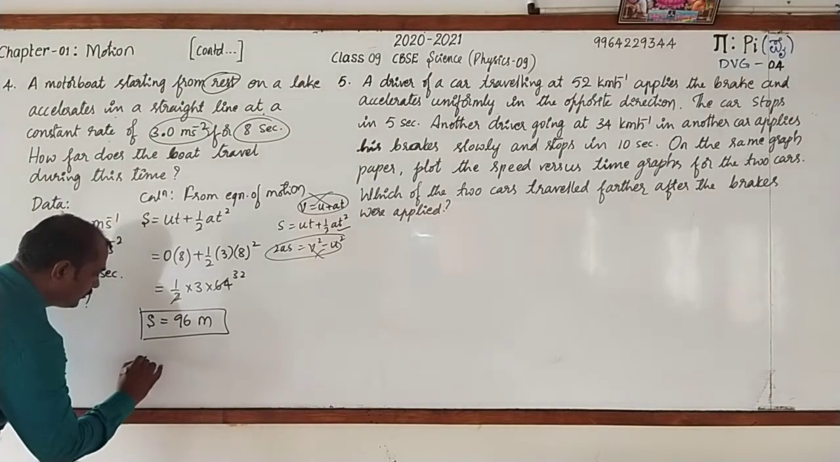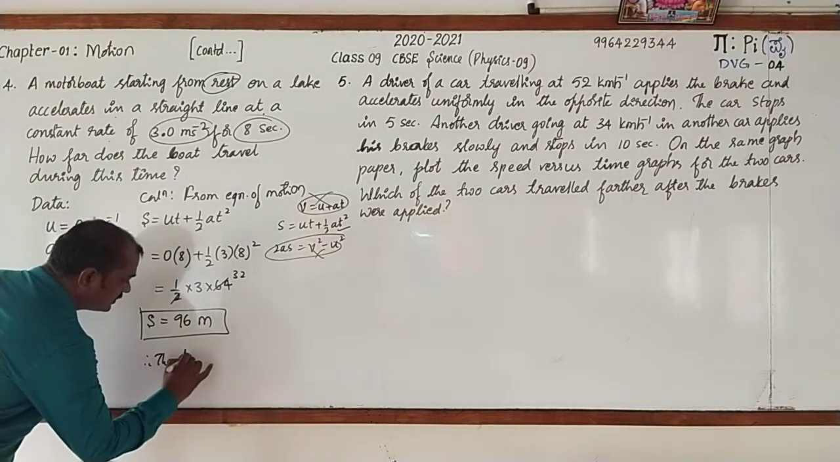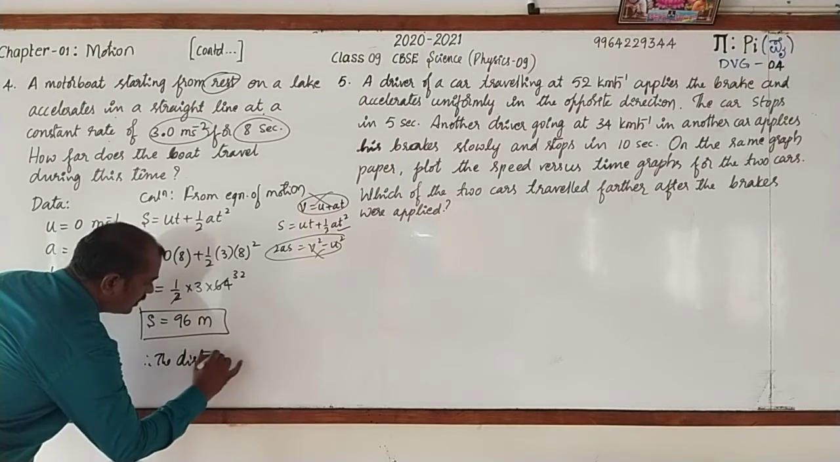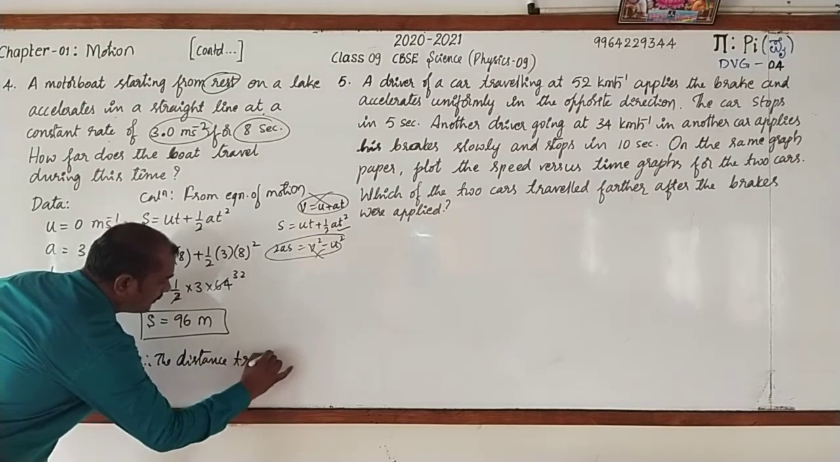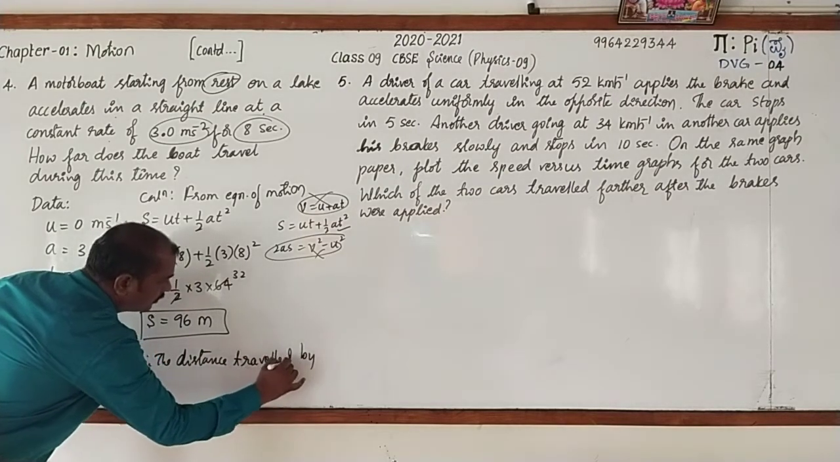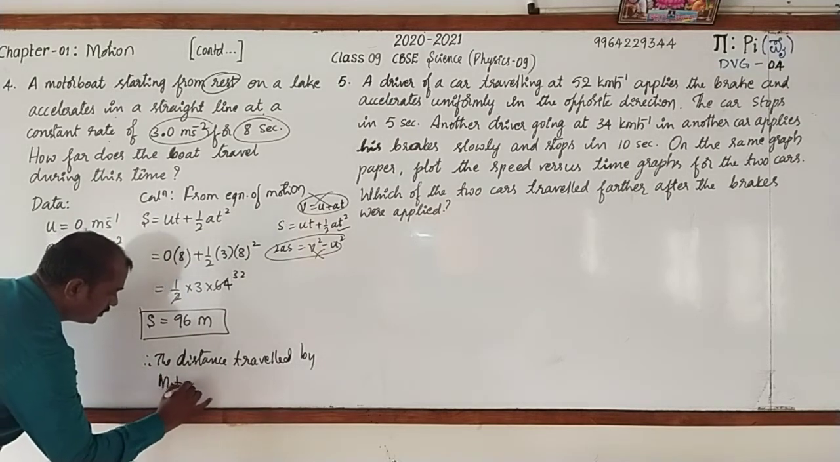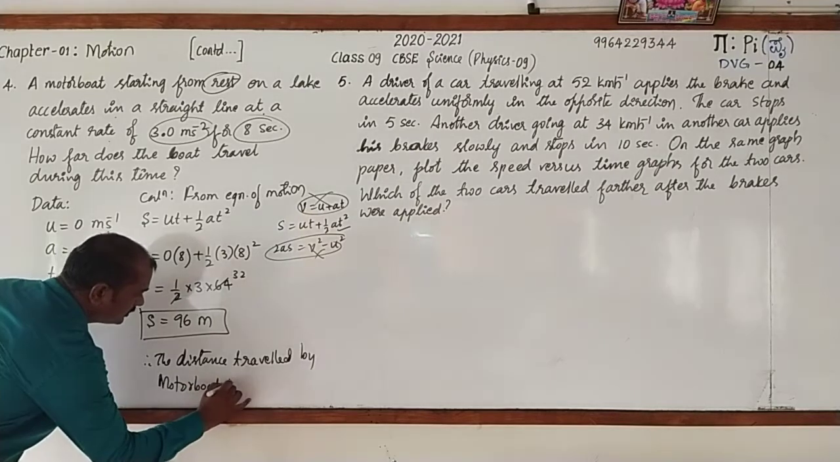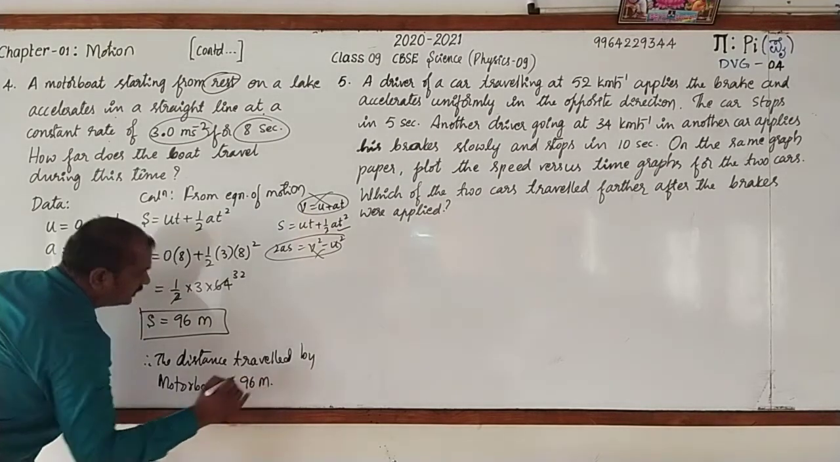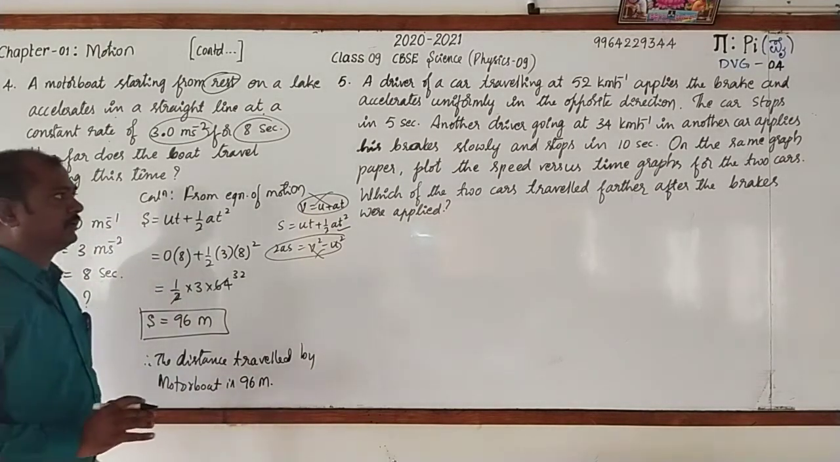Here I write: therefore, the distance travelled by the motor boat is 96 meter. Here. Okay.